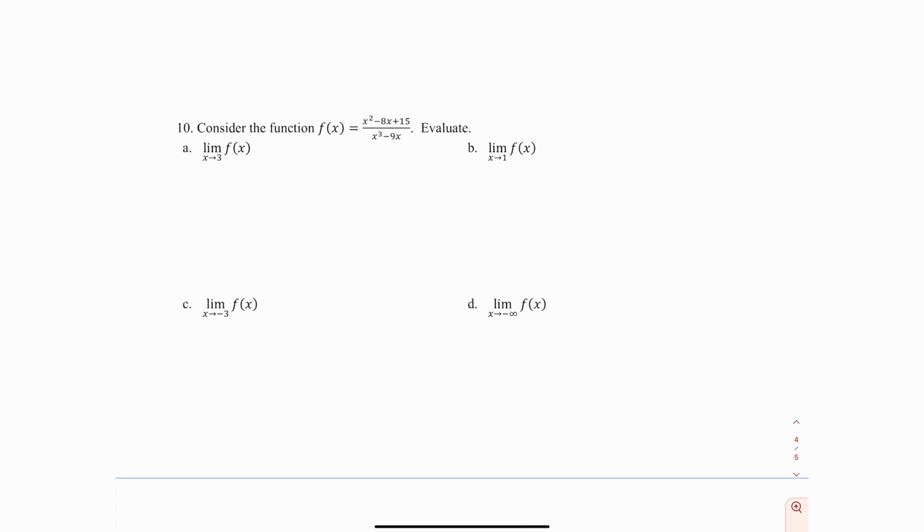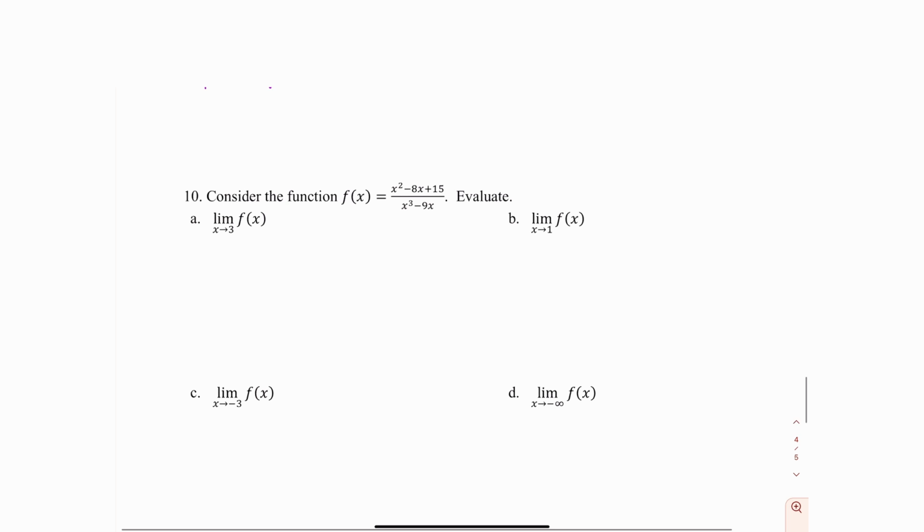Consider the function f of x equals x squared minus 8x plus 15 over x cubed minus 9x. We want the limit as x approaches 3. So if I just try to sub in, because sometimes that works, that would give us 9 minus 27 plus 15 over 27 minus 27, so 9 minus 18. This is negative 3 over 0. This doesn't exist.